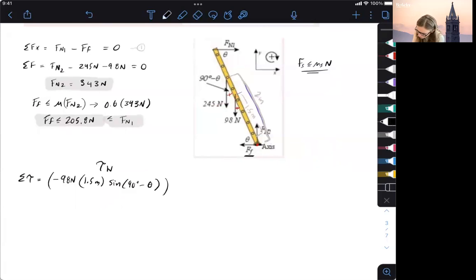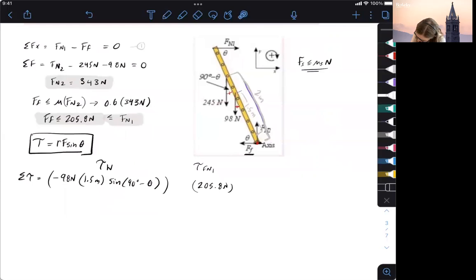Now let's look at the torque from the normal force on the wall. We're going to look at the torque from this force here. So we'll say torque from Fn1. Our force, we found it over there. We found this Fn1, so it's 205.8 newtons for the actual force. So we're using this equation, r F sine of theta, that we've used a few times before.